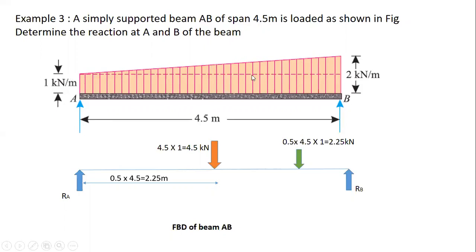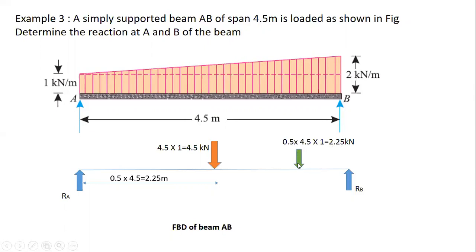And the height, if you consider the height, this end is 0. That means if you consider this end as 1 kilonewton per meter and this end as 2 kilonewton per meter, we want this distance as height. So this will be equal to the difference of these two, that is 2 minus 1. This will be equal to 1 kilonewton per meter. So height is 1 kilonewton per meter. So this will be equal to 2.25 kilonewton. So the intensity of the triangle load is 2.25 kilonewton. This is the equivalent point load system.